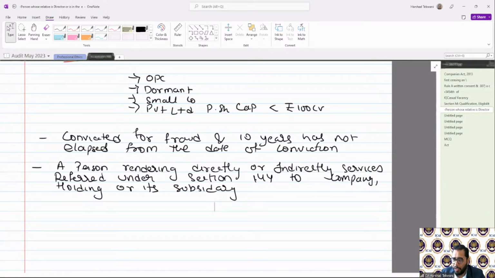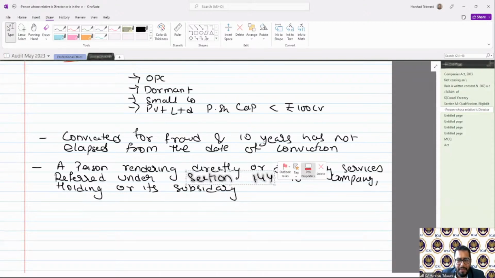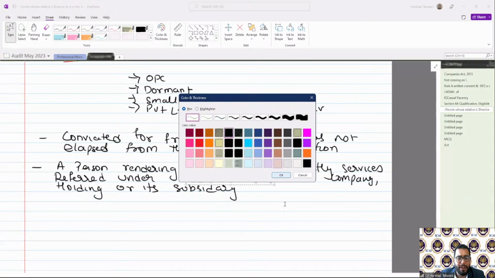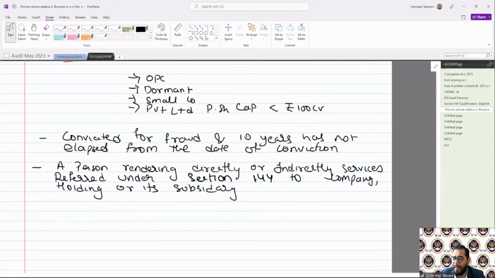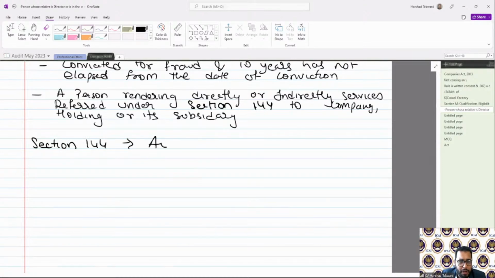Okay, now the question is, what are the services prescribed under 144 which we cannot render? If we are rendering that service, then we won't be eligible to be appointed as an auditor. So what does 144 say? Section 144: auditor not to render certain services.